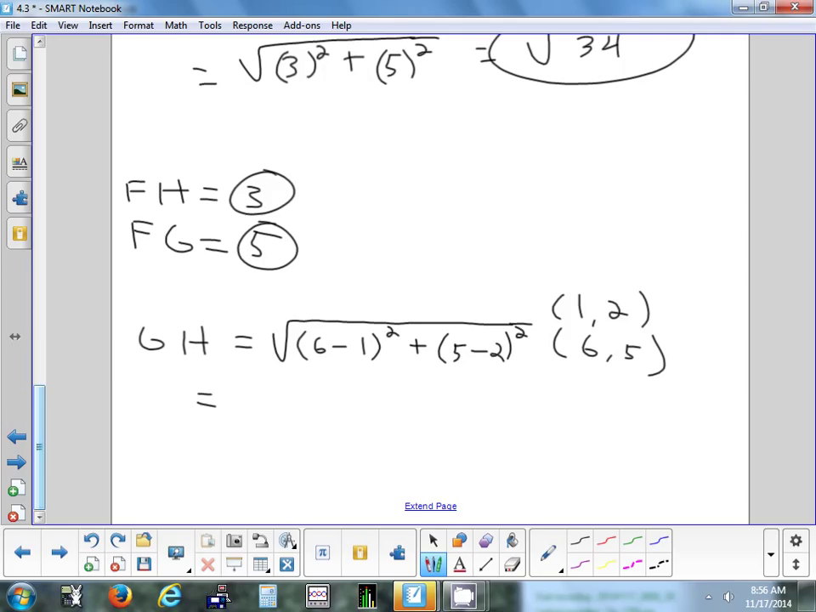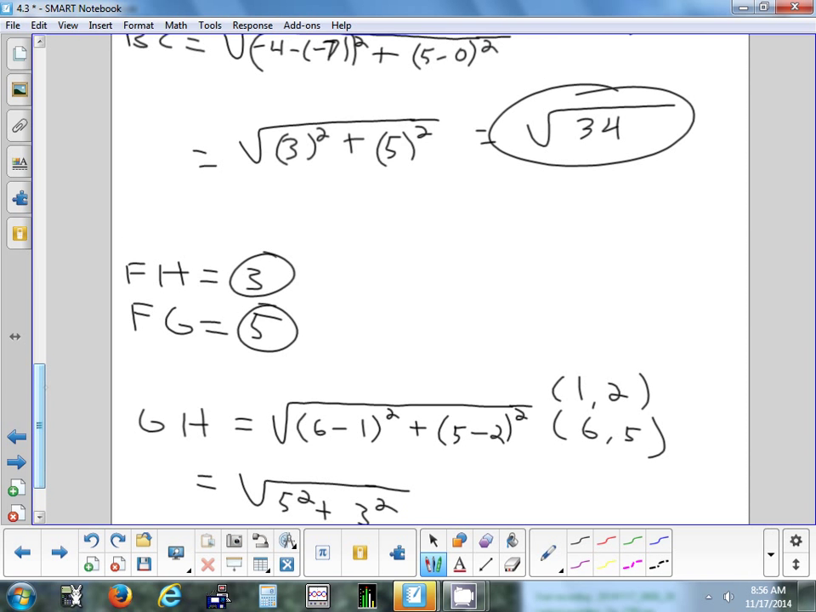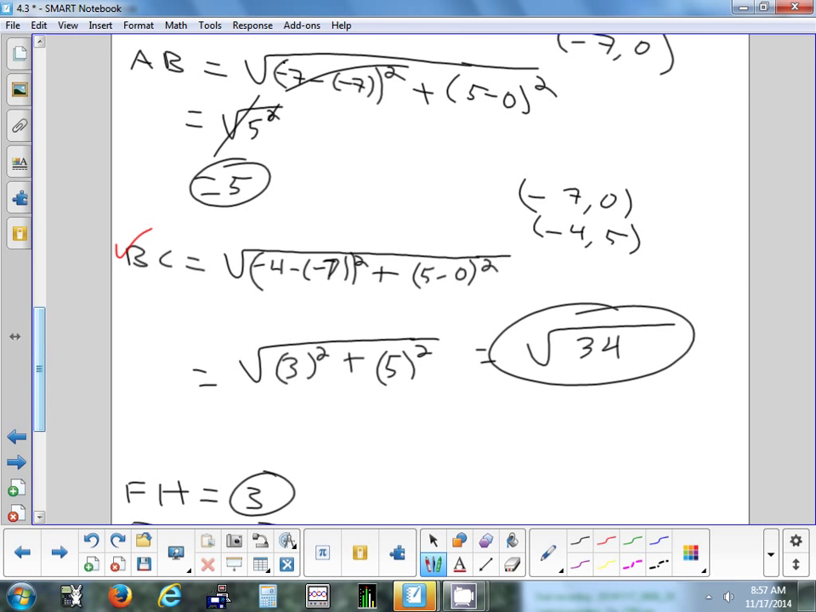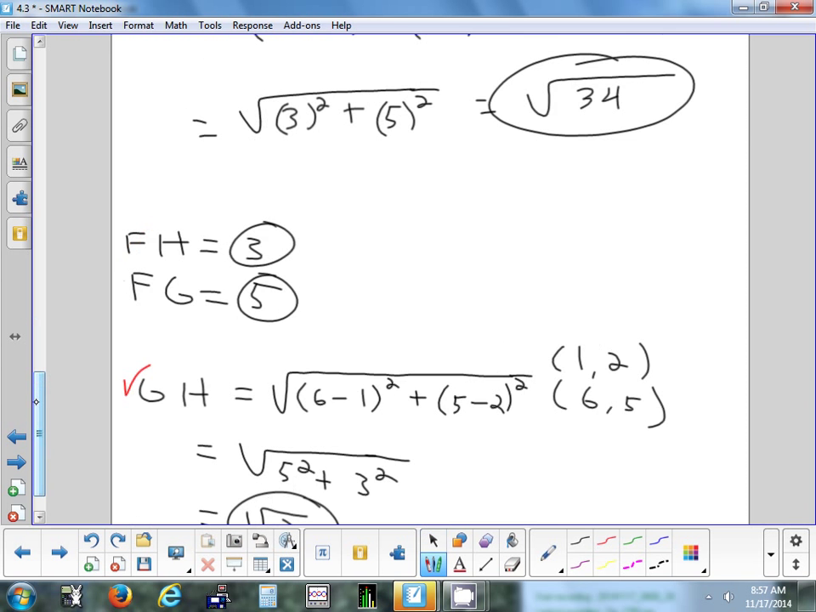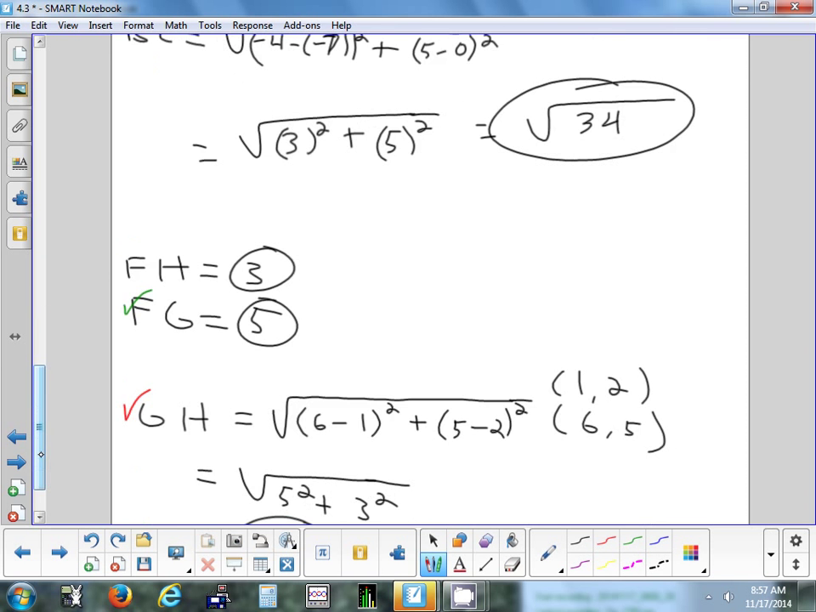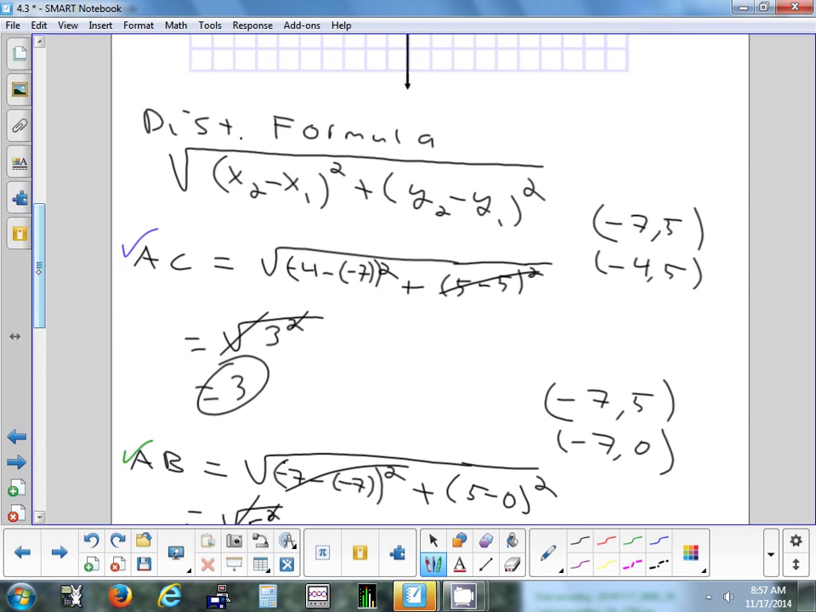Okay, let's see what we got. Ian, what's 6 minus 1? 5. Okay, Jacob, 5 minus 2. 5 squared is 25. 3 squared is 9. It's exactly what we had before. Okay, square root of 34. So we've shown that GH is the same as BC. We've shown FG comes out the same as AB. And we've shown that FH comes out the same as AC. Again, kind of a repetitive proof, but that's how you can do a side-side-side proof on a coordinate grid.